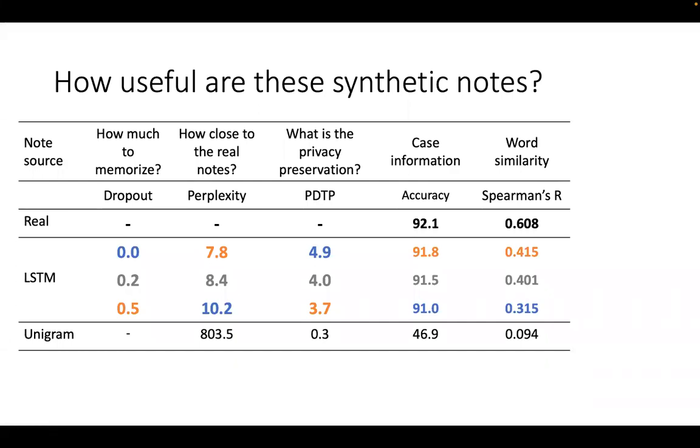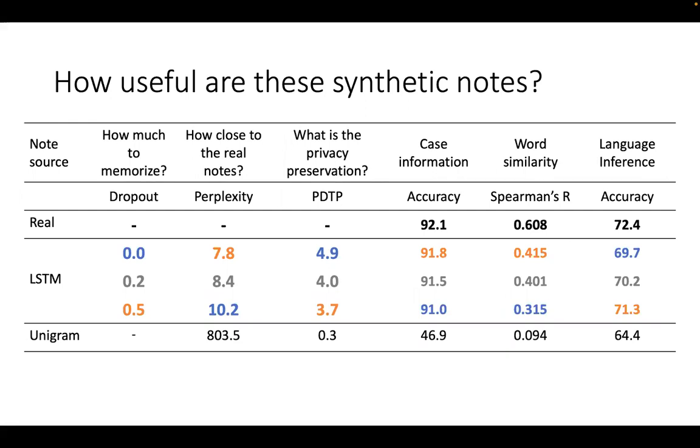The next thing that we look into is a word similarity task, where we are given two concepts. A model is trained to look at its word level embeddings and try to determine a similarity. We see that for real notes, the word similarity task for the model is 0.6. And there is a little bit of drop as we increase dropout, but not that much either. Finally, we look at a sentence level task of language inference, and we see that for real notes, it is 72.4. And at 0.2 dropout, we have reasonable privacy, but the accuracy has also not dropped as much. And finally, if we have high dropout, we are actually able to get good accuracy and excellent privacy.